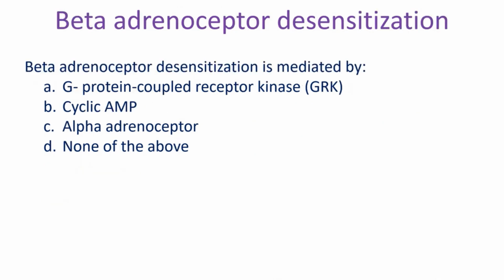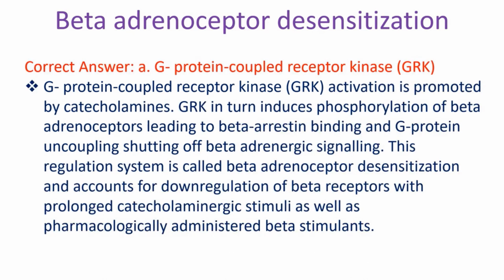Beta adrenoceptor desensitization is mediated by: A. G protein coupled receptor kinase, B. Cyclic AMP, C. Alpha adrenoceptor, D. None of the above. Correct answer A. G protein coupled receptor kinase.